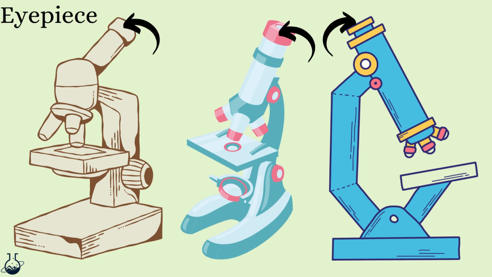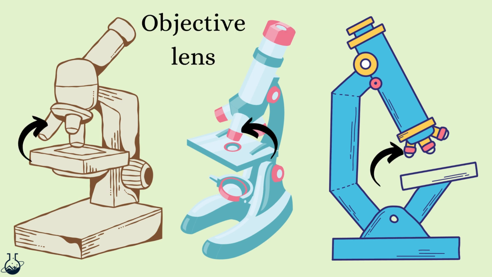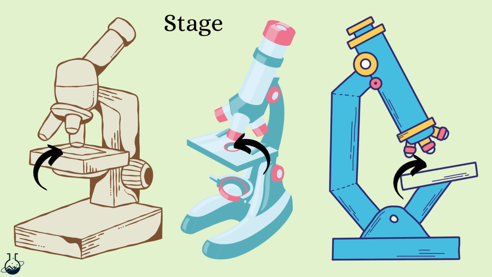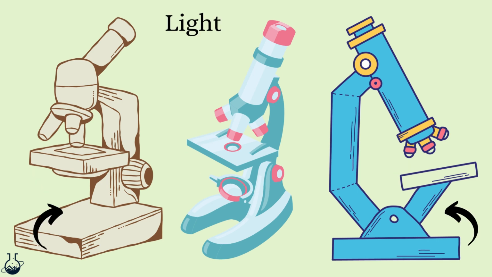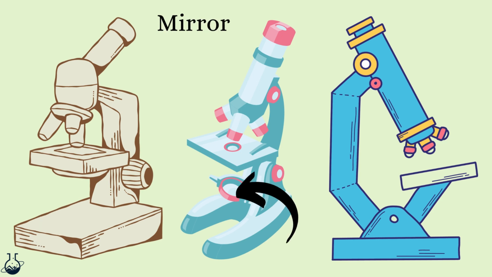They have an eyepiece, the bit where you look through, an objective lens, which will often have 3 options of varying magnifications. These magnify the specimen you are observing. A stage, which is a platform to hold the specimen. Clips to secure the specimen in place. A light source, which is often at the bottom here to make the specimen visible. Some might have a mirror to reflect light from an external source.